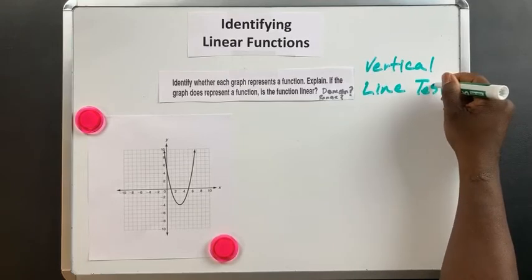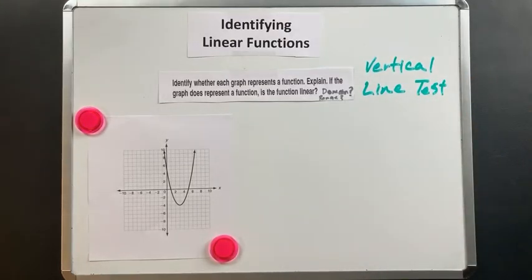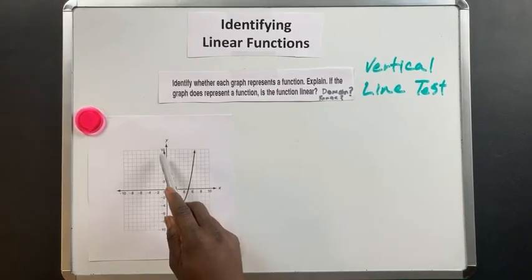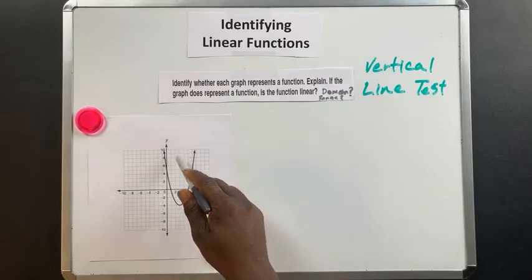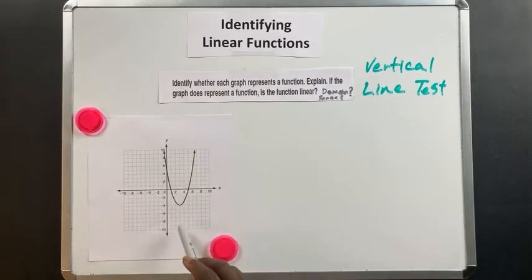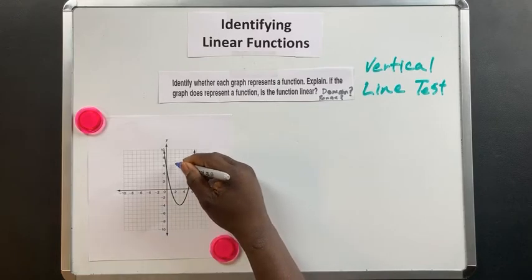So we're going to apply this test. Here we have a graph, and this curved line we call a parabola. We're going to draw a vertical line and see if that line hits the graph at one point. If that vertical line hits the graph at exactly one point, then we can conclude that this is a function.